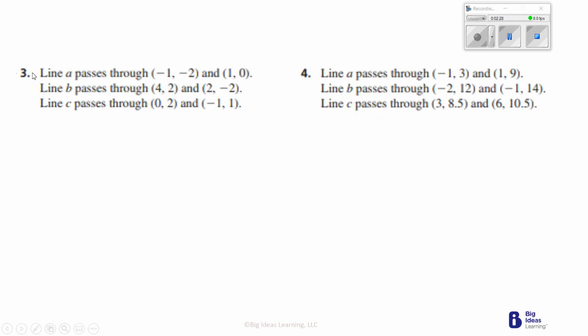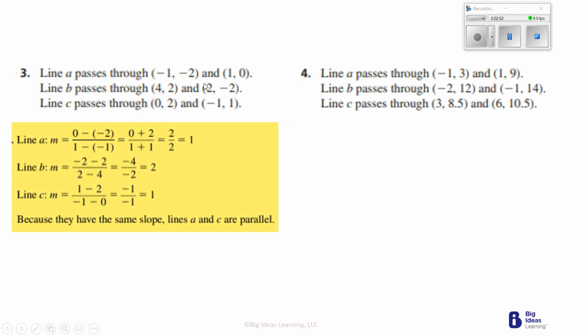Now it says number 3, line A passes through negative 1, negative 2, and 1, 0. Line B passes through 4, 2, and 2, negative 2. Line C passes through negative 2, negative 1, and 1. So once again, we can do the same thing, except they're giving us the coordinates instead of us having to look at a graph. We're going to take 0 minus negative 2 and 1 minus negative 1. This will give us a slope of 2 over 2, which is 1.